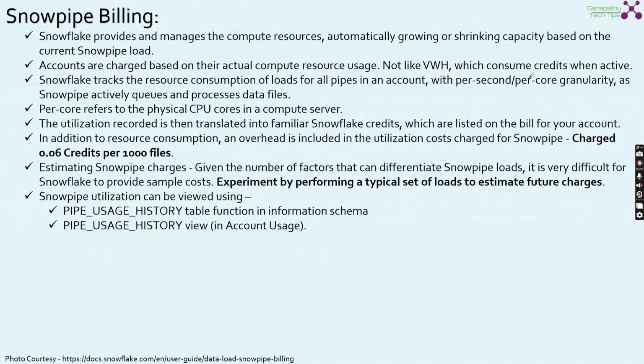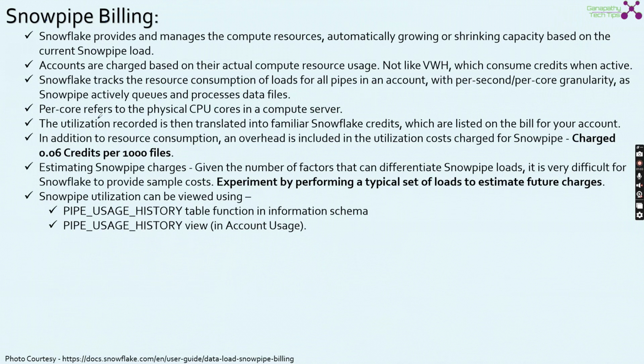So whenever a virtual warehouse is active, your Snowflake credits will be consumed, but for Snowpipe it is not the case. Snowflake will do all the manipulation work for you, and finally on the bill they will provide you the Snowpipe cost. Snowflake tracks the resource consumption of the loads for all the pipes in an account with a per second per core granularity, as Snowpipe actively queues and processes the data files.